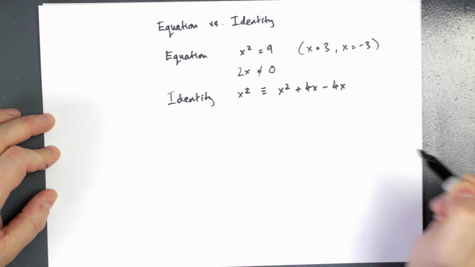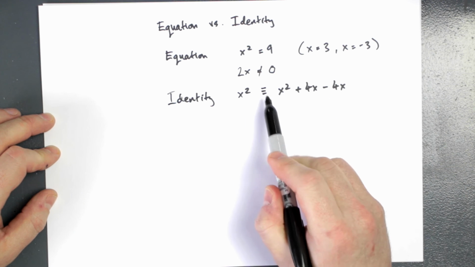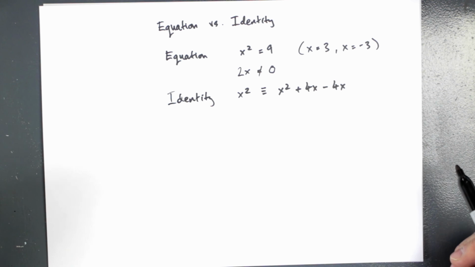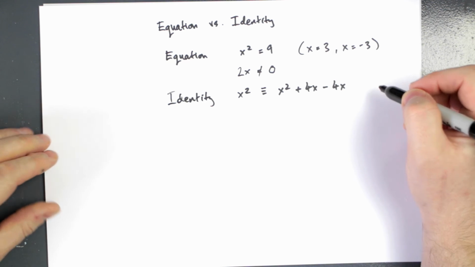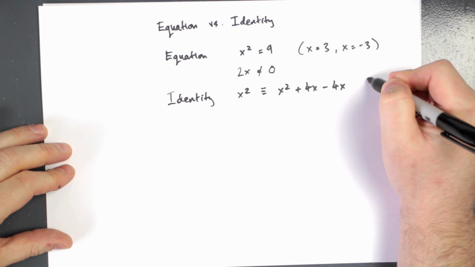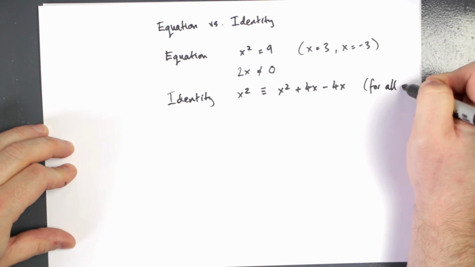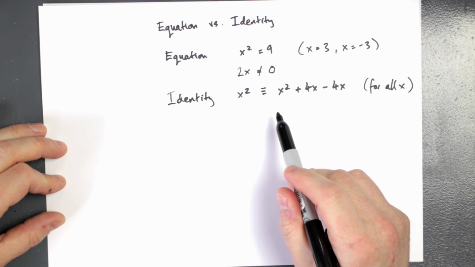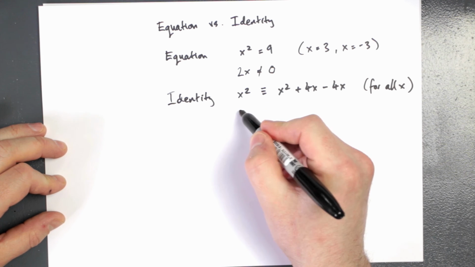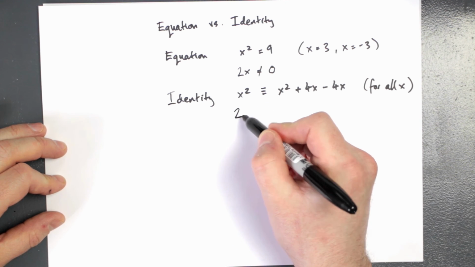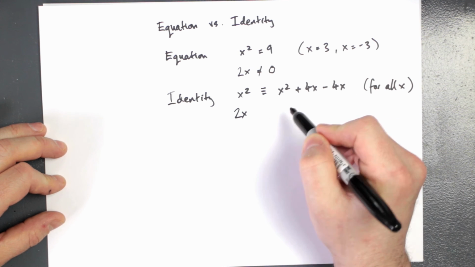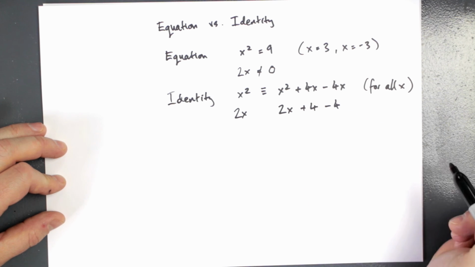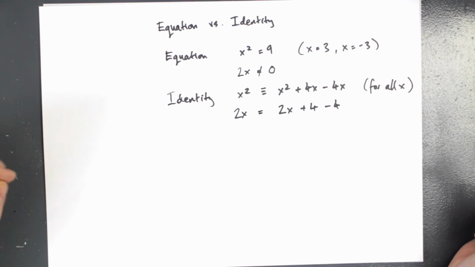Sometimes it's written with 3 horizontal lines rather than just 2. But very often it's just written as an equation, and then you'll make an annotation, something like "for all x". Okay. And now if we have an identity, let's try differentiating both sides of this. If I differentiate x squared, I get 2x. And if I differentiate this side with respect to x, I get 2x plus 4 minus 4. Okay, and these are still equal to each other.